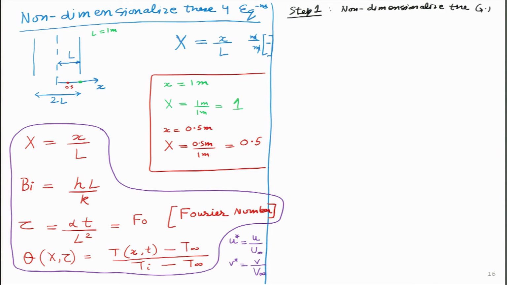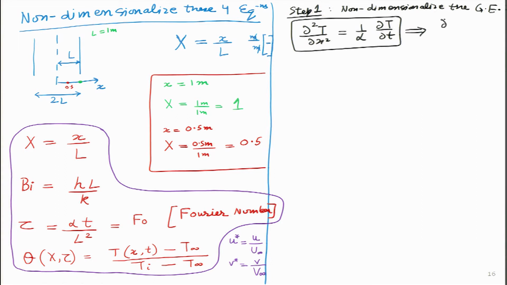I want to non-dimensionalize the governing equation. Let me first write down the governing equation: del square T by del x square equals 1 by alpha del T by del t. And let me go ahead and write the final answer, that after non-dimensionalizing, what will I get? It will simply become del square theta by del capital X square is equal to del theta by del tau. So, this is the final result that we are going to get.